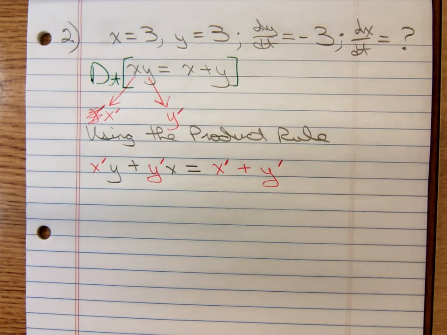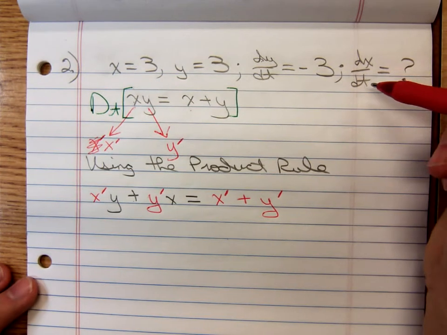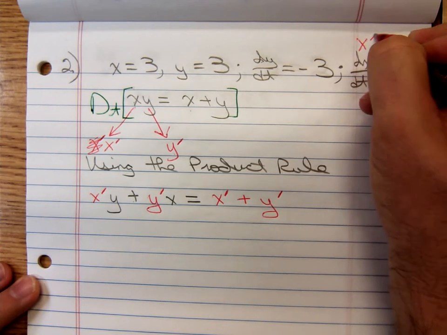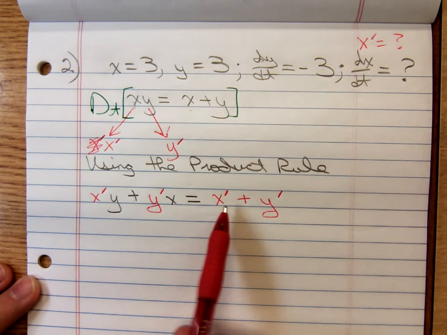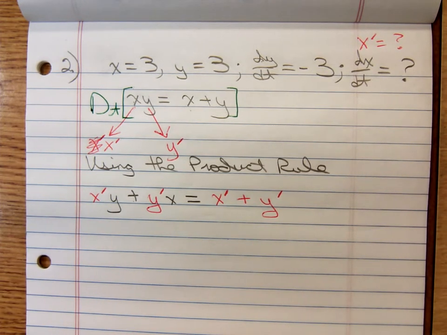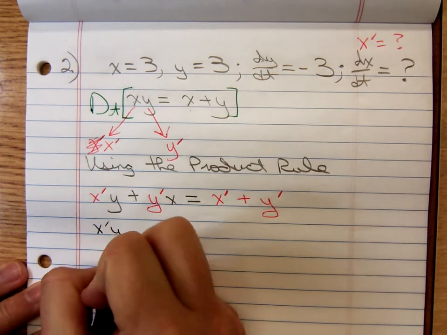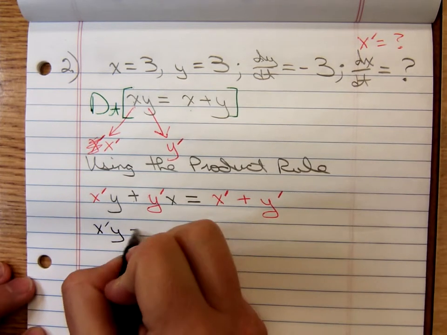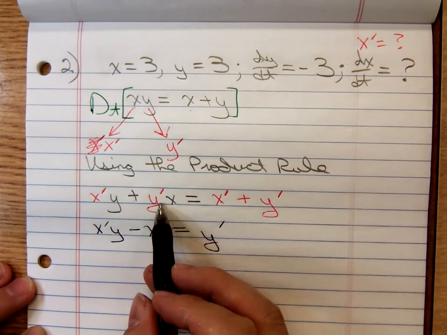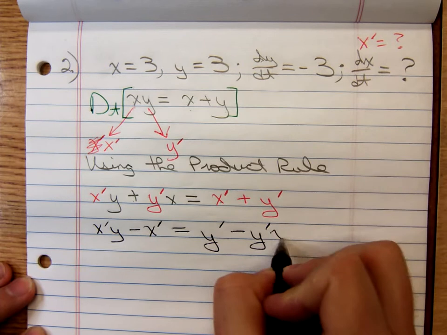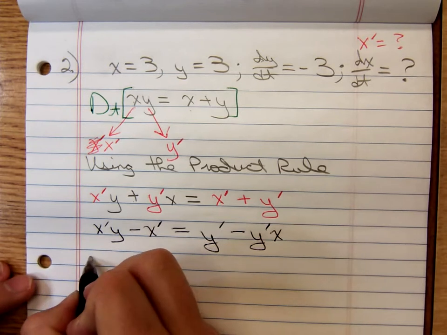And we're trying to find dx dt. So we're looking for x prime. Why don't we get all the x prime terms on the same side? I will have an x prime y. I'm going to move that x prime over to the left. So minus x prime equals, I have a y prime. I'm going to subtract y prime times x. I'll factor an x prime from both of the terms on the left.